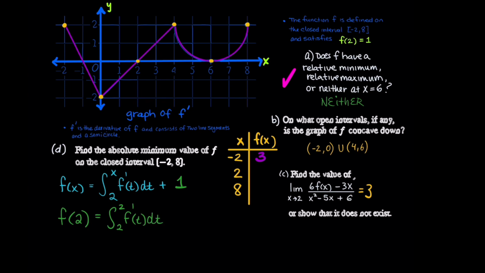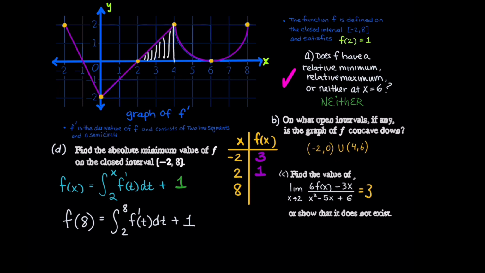Next, f of 2. Now we do know that f of 2 is equal to 1, but let's see why using this definition. When we integrate on the same limits of integration, that always equals 0. And so we just get 1 here. And finally, at x equals 8, we get the integral from 2 to 8 of f prime t dt plus 1. And that's going to require us to think about that semicircular area.